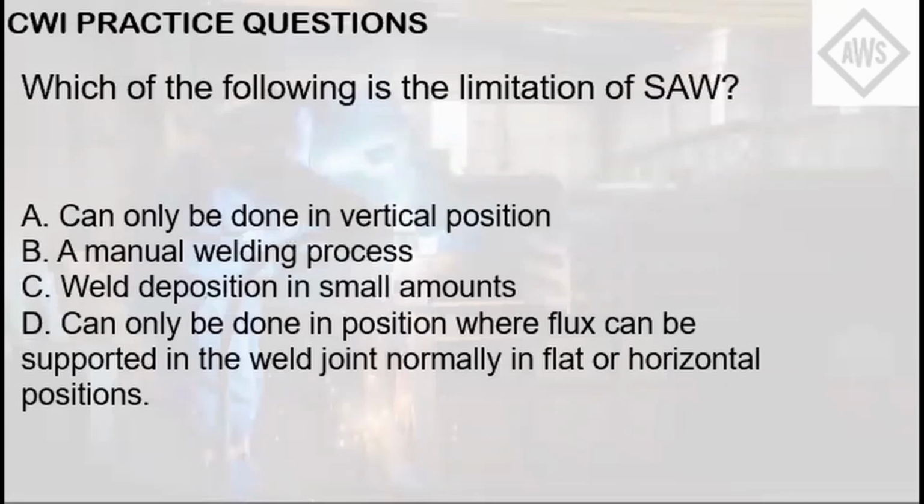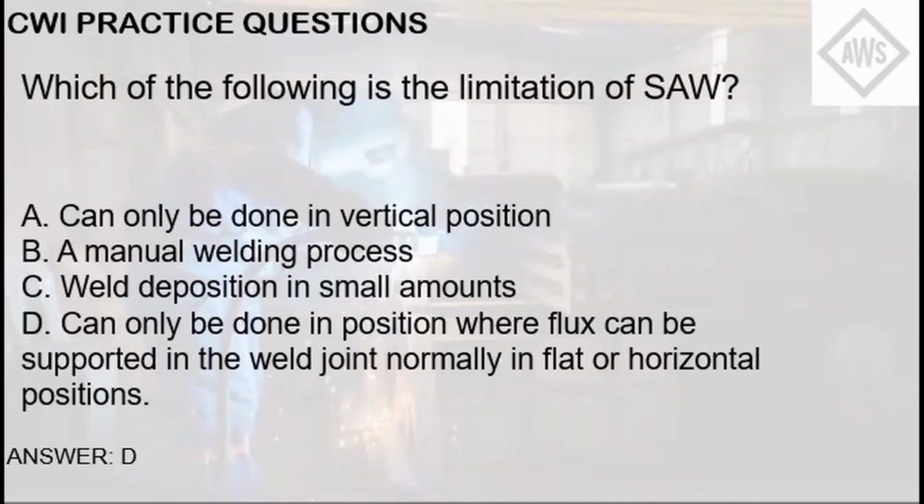So as you can understand by now, letter D is the answer because it can only be done in position where flux can be supported in the weld joint, normally in flat or horizontal position. You can just imagine, if the welding machine is put in a vertical position, the flux will fall because it cannot be supported in the weld joint. Because of gravity, it will just keep falling down. A flux is like sand covering the weld.